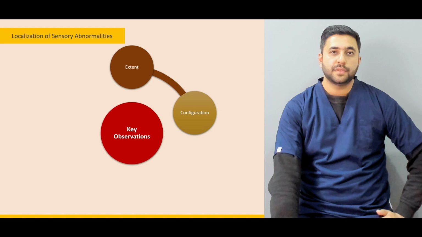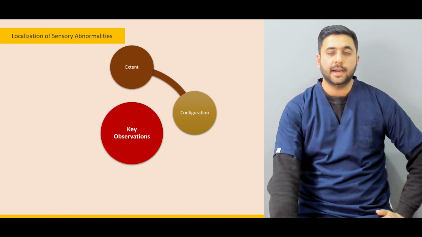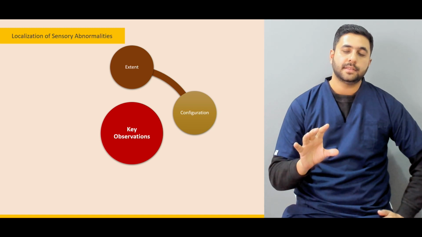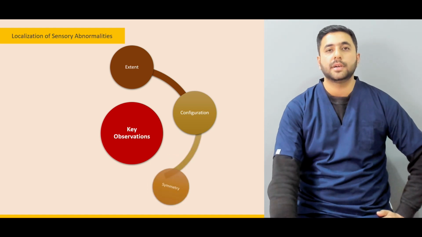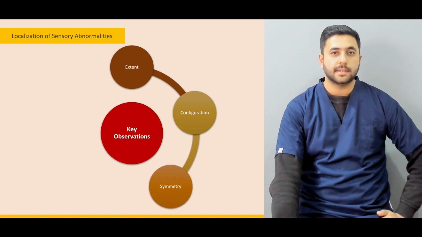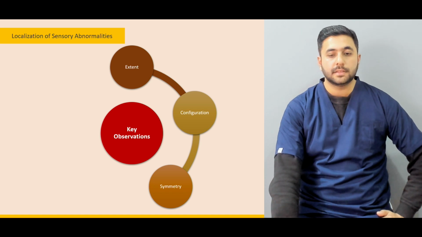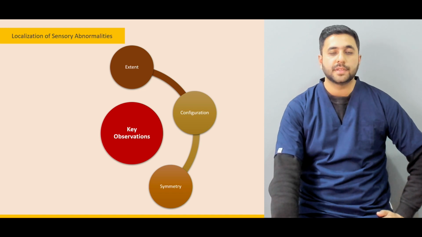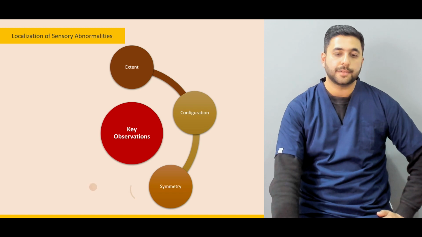Similarly, the configuration of the problem, whether the problem is unilateral or bilateral, or it has multiple areas of sensory deficit located abruptly at different parts. This is very important to identify, to assess the sensory system. The symmetry, with either a bilateral symmetrical distribution or a unilateral distribution, also gives us a good idea of the area of the nervous system which we have to focus on.